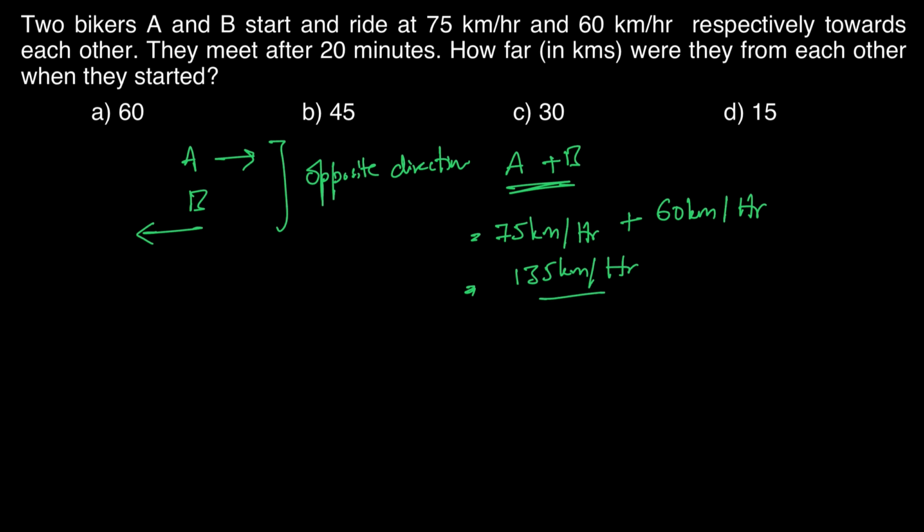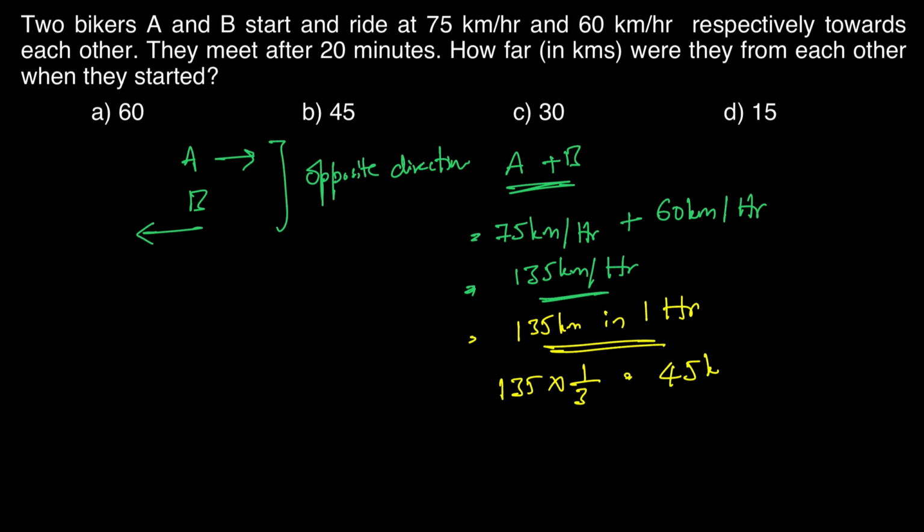So what does it mean? Both together, when they move in the opposite direction, are able to cover a distance of 135 kilometers in 1 hour. That is the relative speed. If they are able to cover 135 kilometers in 1 hour, 20 minutes means it is 1 by 3rd hour. So 135 multiplied by 1 by 3rd is equal to 45 kilometers, the distance covered in 20 minutes.